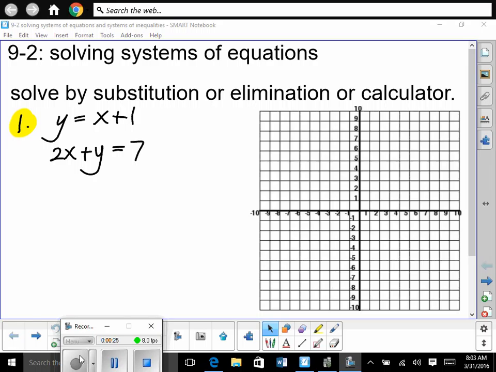So every problem can be different. Every problem you might choose to solve by a different method. So I'm just going to go through and solve these by the easiest method for this problem. So I'm doing all my examples from your worksheet. So I'm going to do number 1 with you.